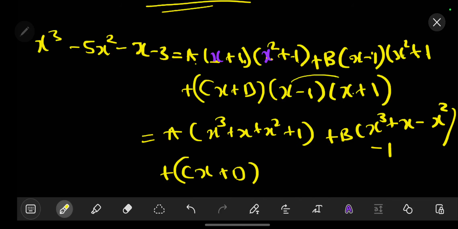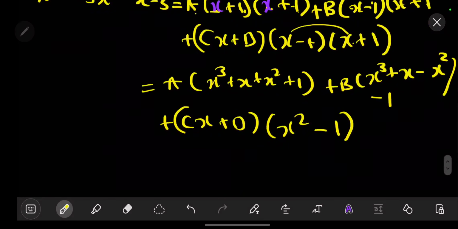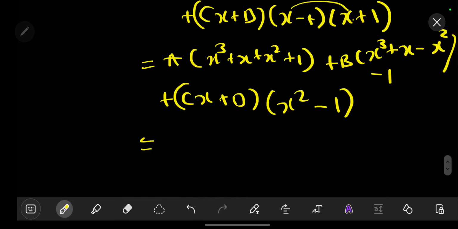So these are conjugates, so just multiply that. We are going to have x squared. This times this, we are going to have minus x, like that. Then from here, what you're going to do is expand it.